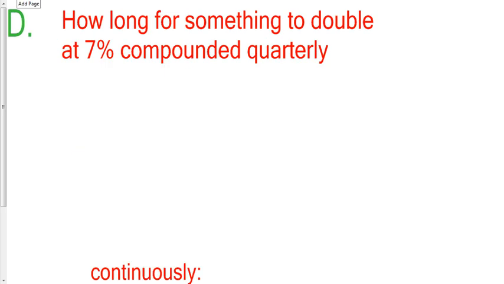Now then you also have some story problems dealing with all kinds of different things. In this case, we're asking how long for something to double at 7% compounded quarterly. Remember, when it's time to double or to triple or to quadruple, it really doesn't matter what value you start with, because if you're going to double, it's just going to be twice that amount on the other side. So if you want, you can pick a value, but you really don't need to. Pick 1.